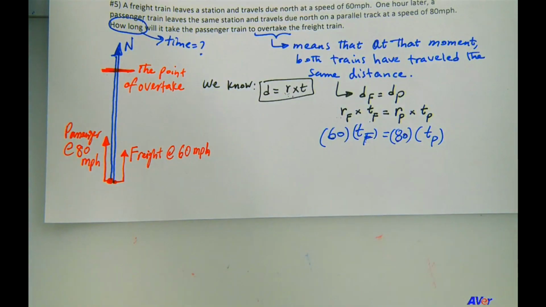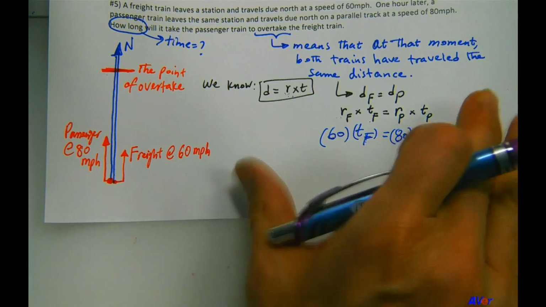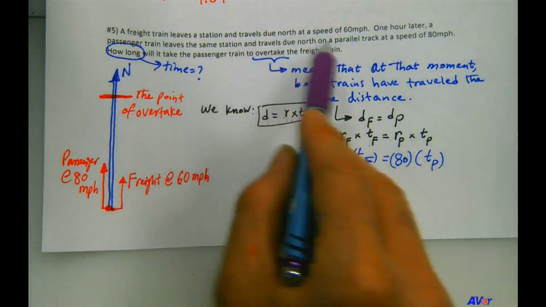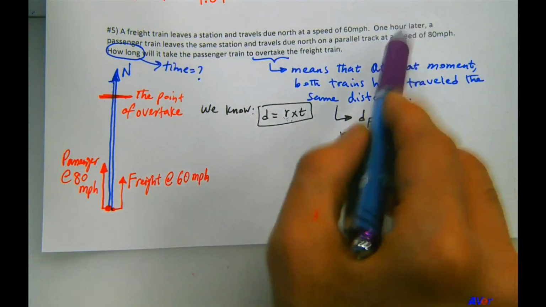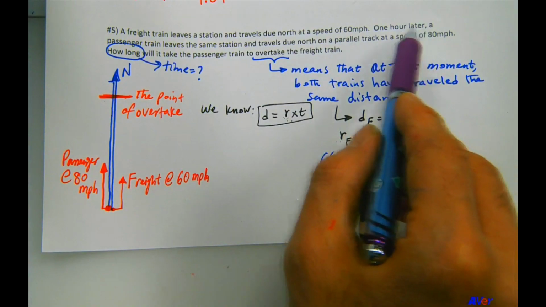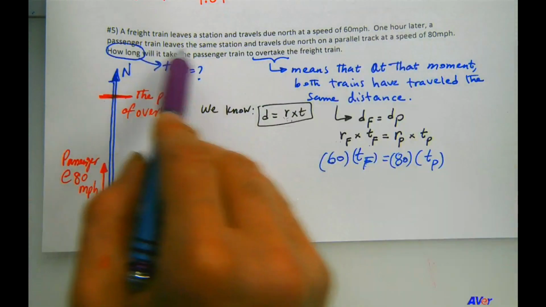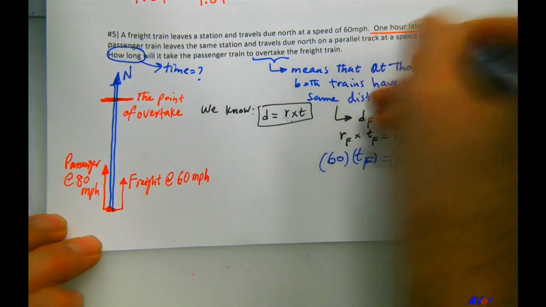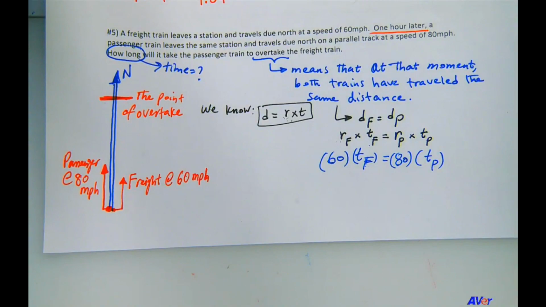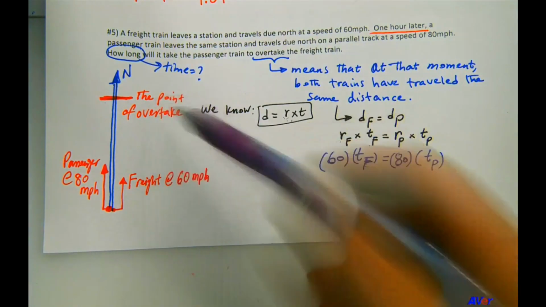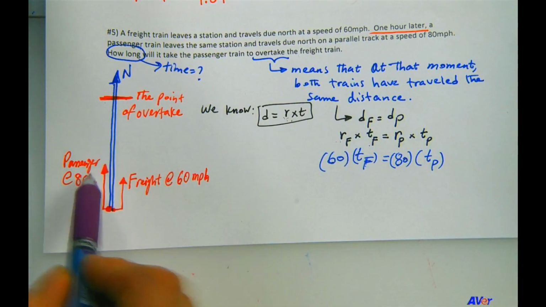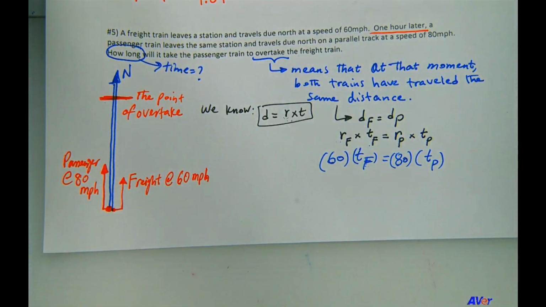Is there any clue in the problem that helps us with that? Let's go back to the problem statement. A freight train leaves the station and travels due north at a speed of 60 miles per hour. 1 hour later, a passenger train leaves the same station and travels due north. So, because of that statement, at the point of overtake, if the freight train has been in motion 9 hours, how long would the passenger train have been in motion?